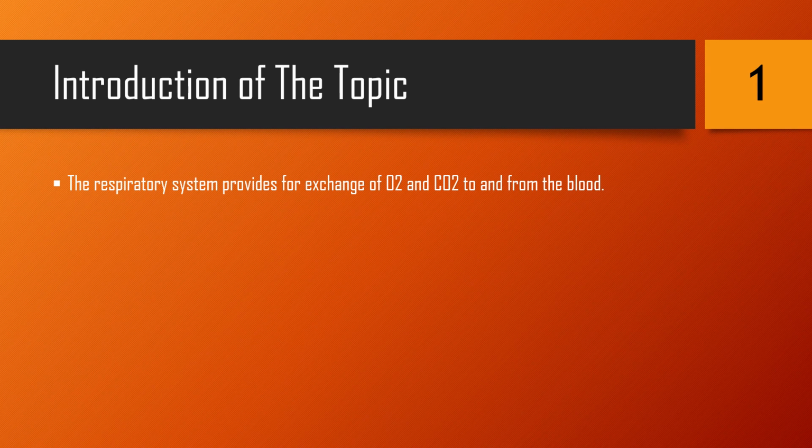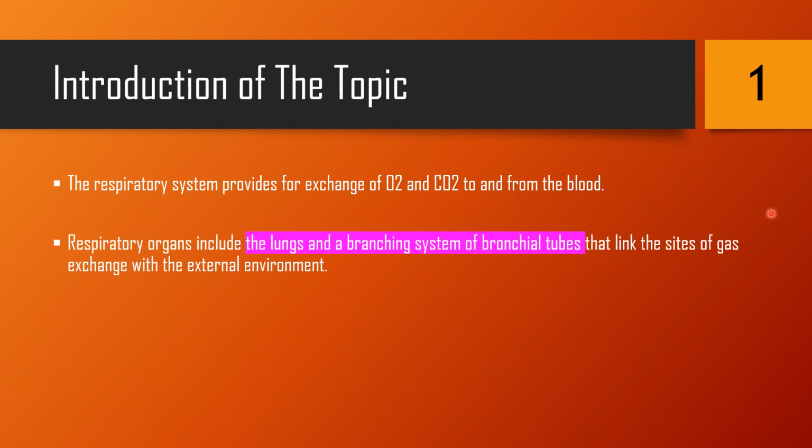Without further delay, we'll move towards our main topic, which is the introduction of the respiratory system. The respiratory system provides for exchange of oxygen and carbon dioxide to and from the blood, which means we are exchanging oxygen from the alveoli to the blood and carbon dioxide from the blood to the alveoli. Respiratory organs include the lungs and the branching system of bronchial tubes that link the site of gas exchange with the external environment.